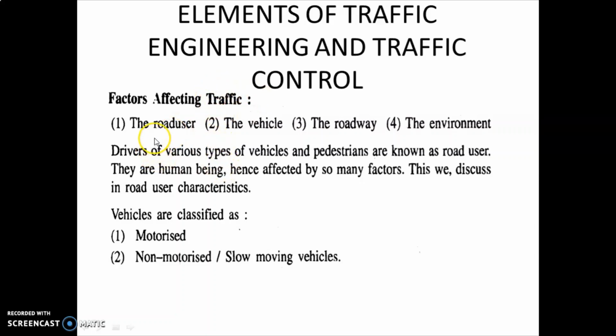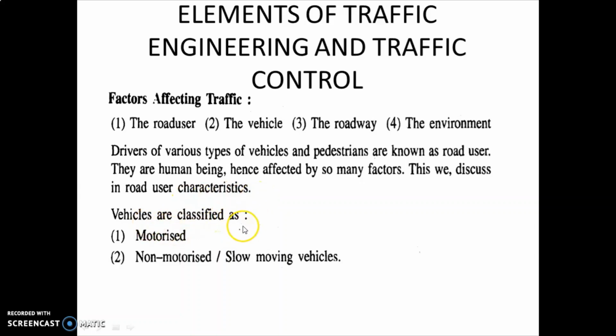In that, the first factor which is very important is the road user. Second one is the vehicle. Third one is the roadway and fourth one is the environment. Drivers of various types of vehicles and pedestrians are known as the road users. If I use the word road user, it means various types of drivers of various types of vehicles and pedestrians; we can categorize them as road users. They are human beings, hence affected by so many factors. This we will discuss in road user characteristics.